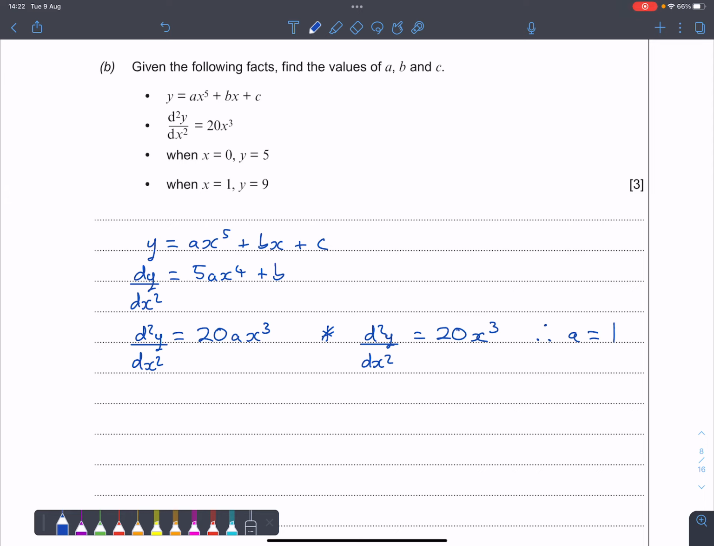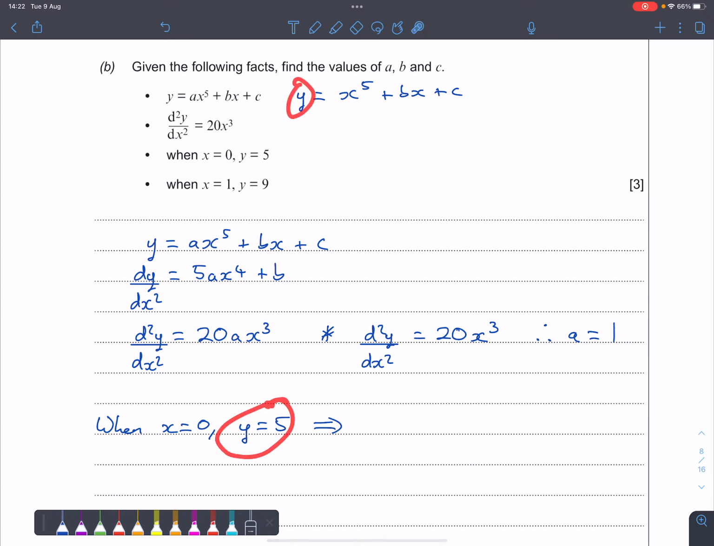Okay, so now this becomes y equals 1x to the 5 plus bx plus c. I'll adjust that as we go. The next point that we've got is when x is 0, y is going to be 5. Well, let's substitute that into my new expression for y. So I'm going to substitute 5 in for y. So that's going to be 5 equals, and I'm going to put 0 in for x.